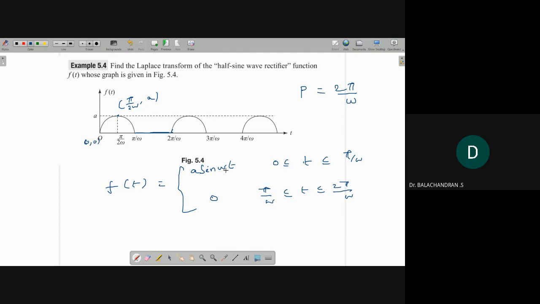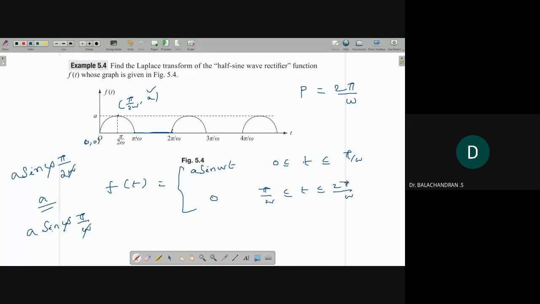If you substitute t equal to 0, then f of t is also 0. If you substitute t equal to pi by 2 omega, you will get a sin omega times pi by 2 omega. Omega, omega cancel, so sin pi by 2 is 1, you will get a. So this point is a. Similarly, when you substitute t equal to pi by omega, omega cancels, sin pi is 0, so f of t is 0. That's why you get this curve. So your f of t is correct.